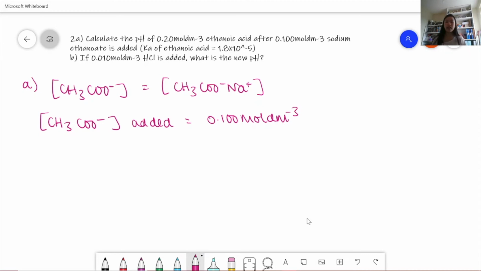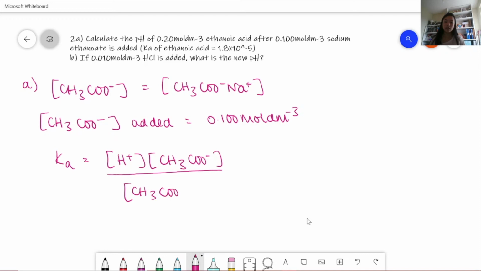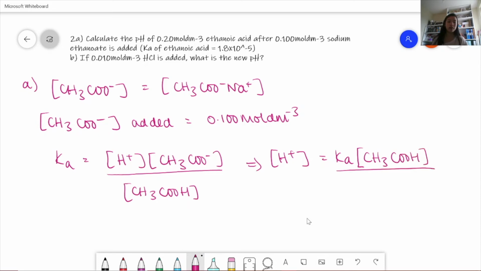So now what we do is we look at the Ka. So we have that the Ka is equal to the concentration of H+ ions multiplied by the concentration of these ethanoate ions over the concentration of ethanoic acid. And because we know the Ka value, the concentration of the ethanoic acid and the concentration of ethanoate, that means we can work out the concentration of H+ ions by doing the concentration is equal to Ka multiplied by the concentration of ethanoic acid, divided by the concentration of this ethanoate ion.